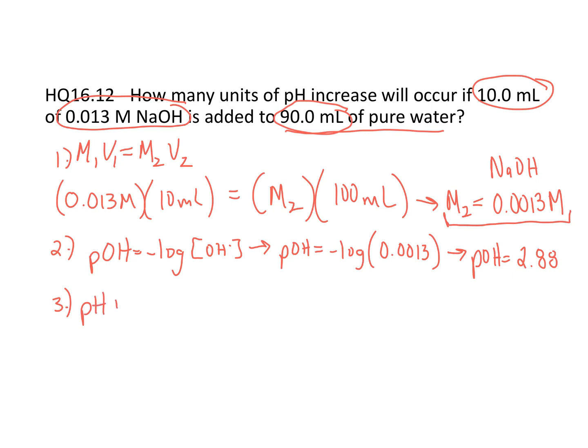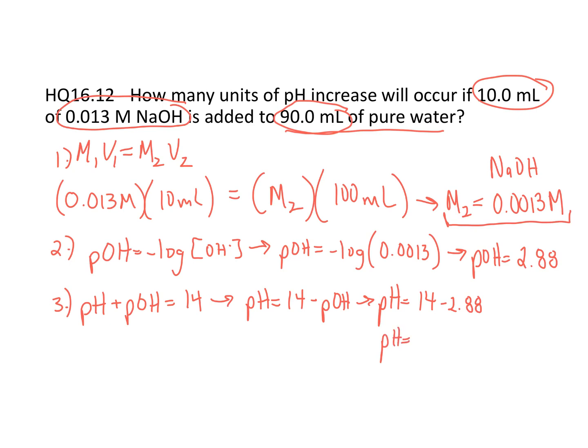So we know pH plus pOH equals 14. So if I rearrange this equation, I get pH equals 14 minus pOH. So the pH of this solution is 14 minus 2.88. The pH of this solution is approximately 11.11.